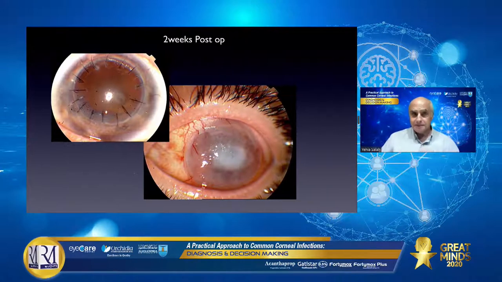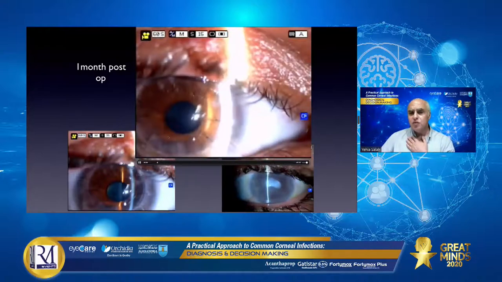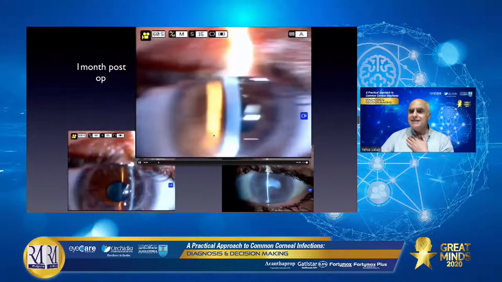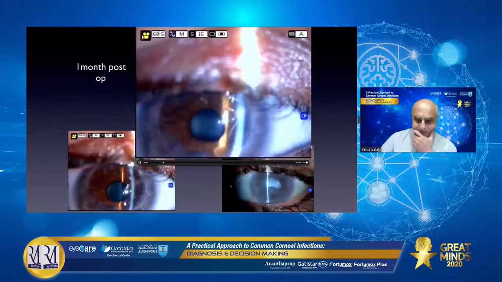And then, 1 month post-operative, you can see the eye is quiet. The patient is seeing well, extremely happy. She can open her eyes.